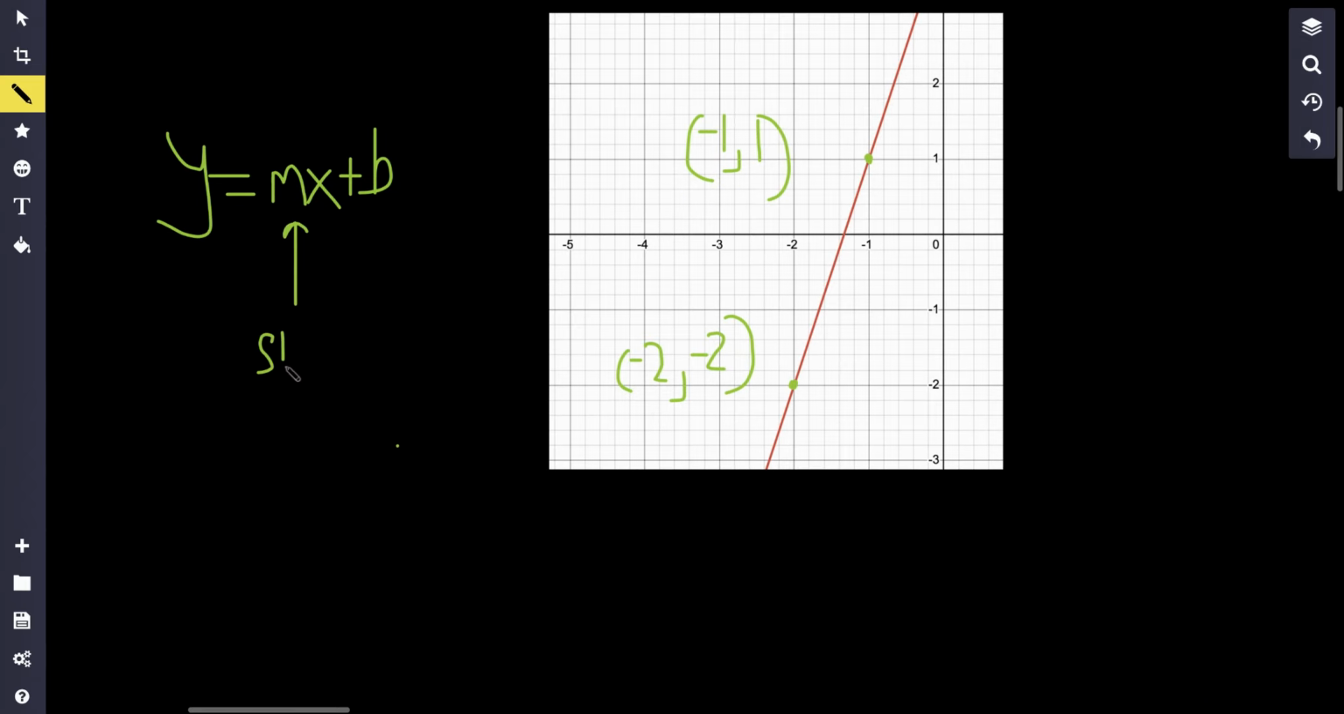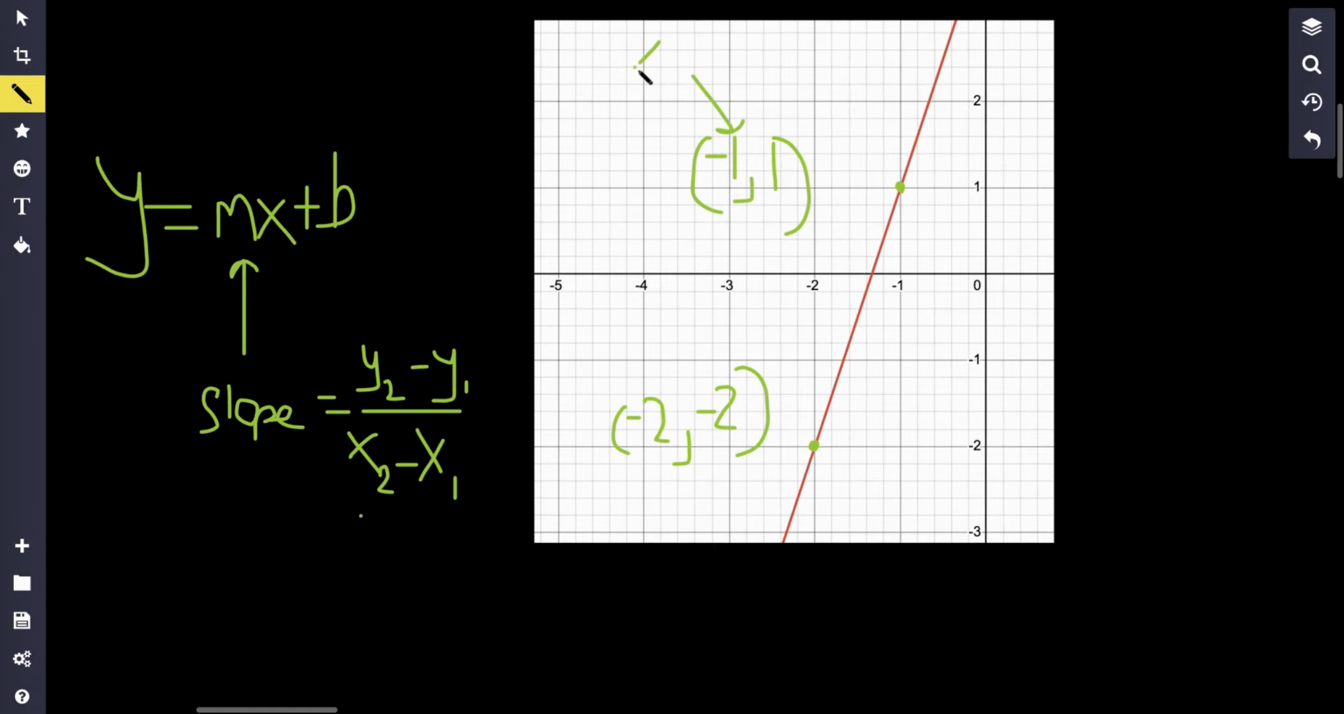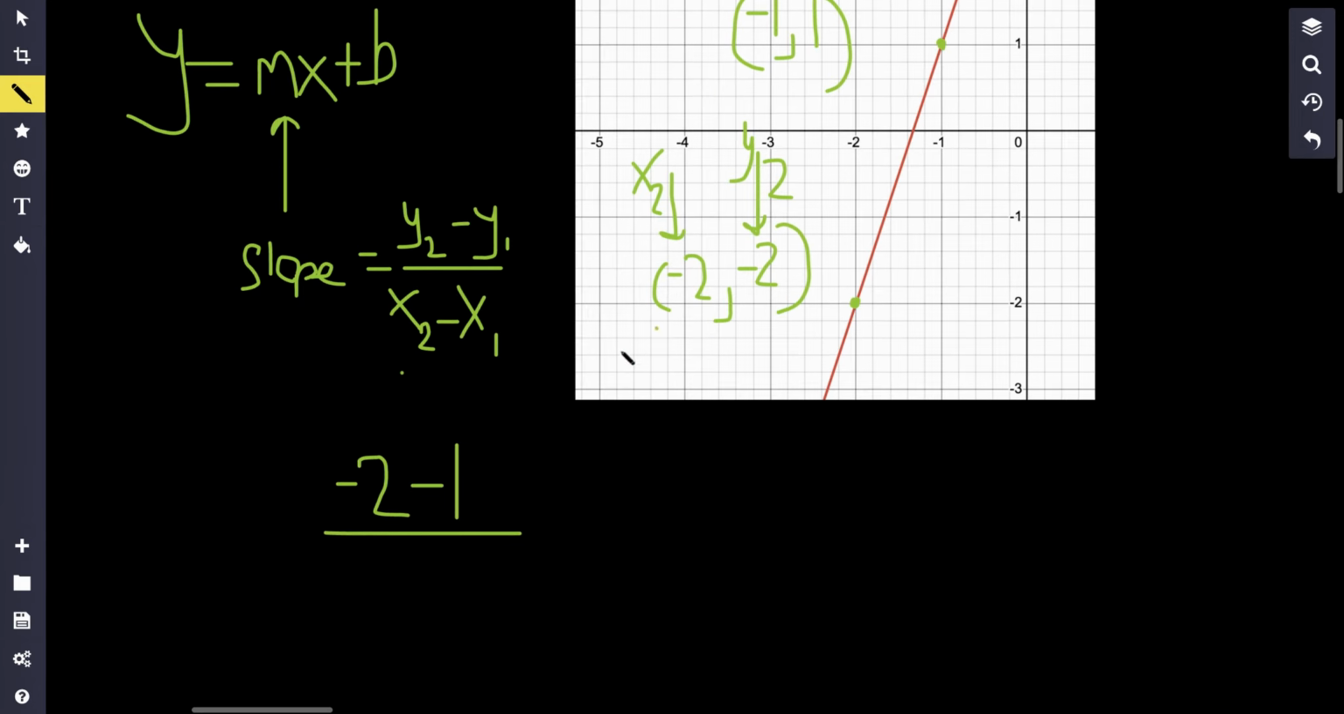Remember that the slope of our line is going to be equal to this formula, right? The change in our y values, our y values subtracted, divided by the x values subtracted. So in this case, if I label this the x value of my first point, this the y value, and this one the x value of my second point, and this the y value of my second point, I put all of these into my formula. I get negative 2 minus 1, y2 minus y1, divided by x2, this negative 2 minus negative 1.